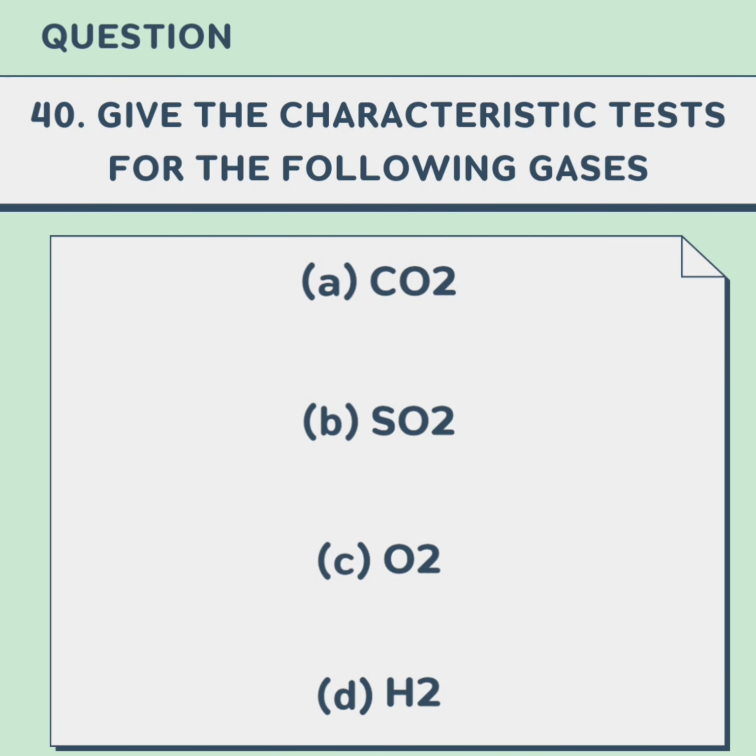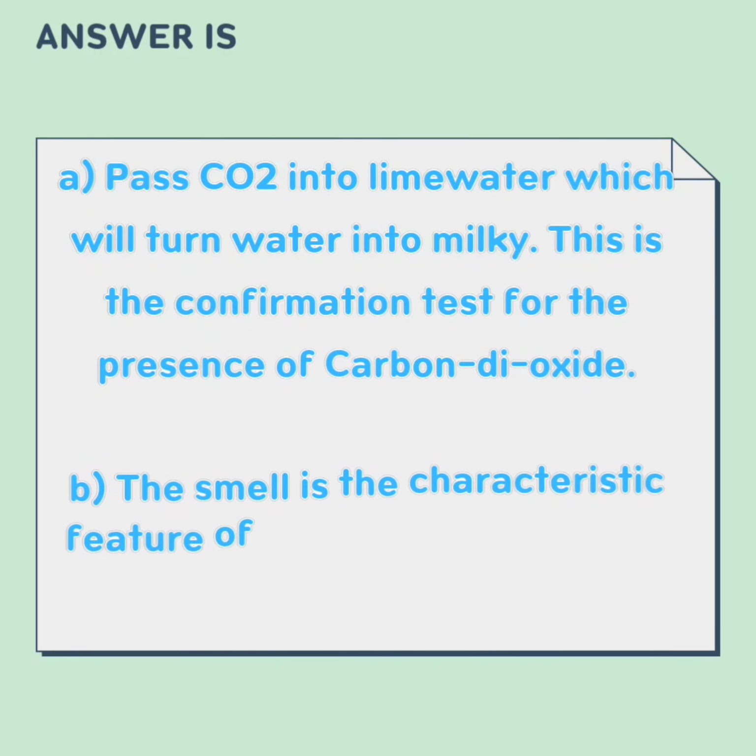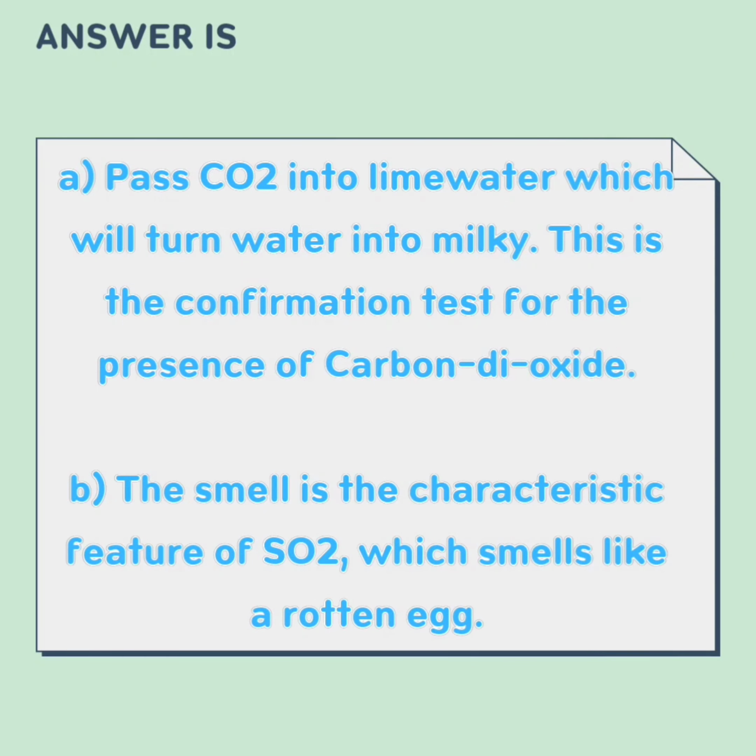40. Give the characteristic tests for the following gases. Answer. Pass carbon dioxide into lime water, which will turn the water milky. This is the confirmation test for the presence of carbon dioxide.